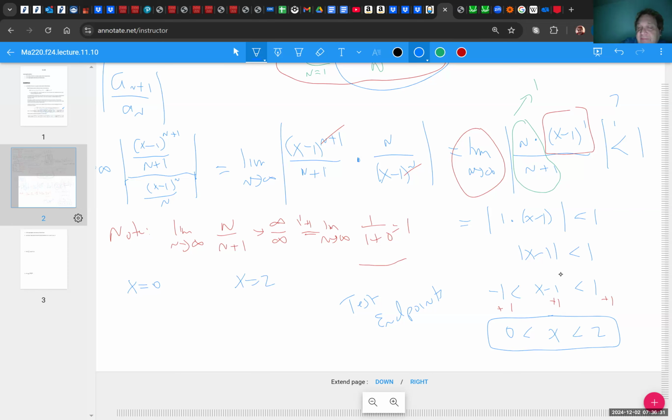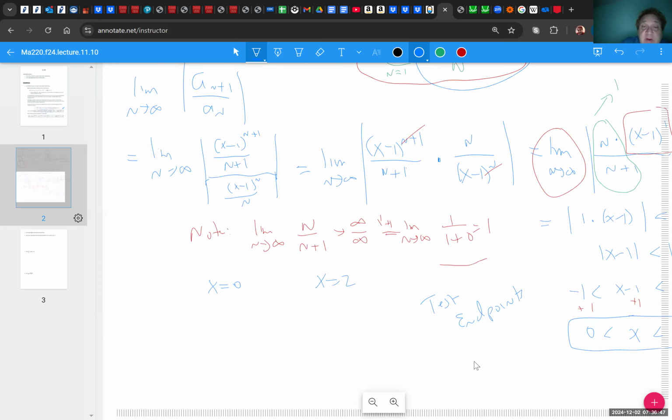If 2 worked, we would put an equal sign here, like it works for 2. If it doesn't work for 2, we would just leave it as a less than, right? So that's testing the endpoints, which you also did in a previous section. So how do we test the endpoints for a Taylor series? It's basically the same way we did before.